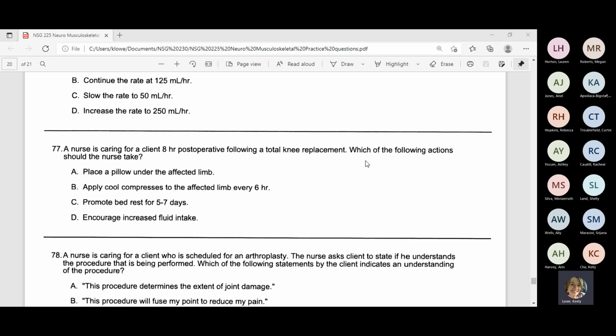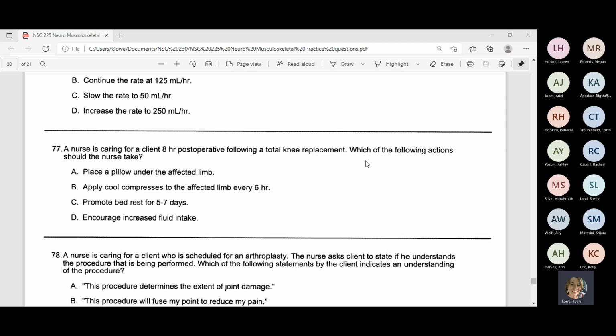Anytime it gives me a time limit, like cool compresses every 6 hours, I think, is there a significance about that 6 hours? To me, it seems like kind of a random time frame. It just doesn't tell you how long to keep it on there, is what I was thinking. So there's something not right about that.